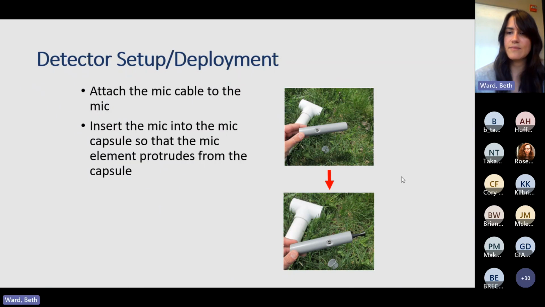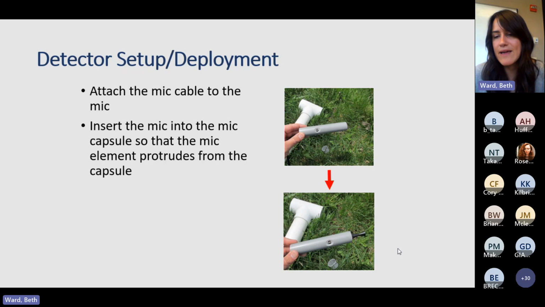I'm just going to go through these steps pretty quickly on how to deploy the detector and microphone. You want to pound your rebar in with a mallet and then attach the PVC T joining to one end of your pole, and then insert the mic into the capsule. The notch of the mic will fit into the hole of this capsule. And then you want to attach the mic cable to the microphone, and then insert the mic into the capsule so that the mic element protrudes from the capsule. So you can see the mic kind of poking out there.